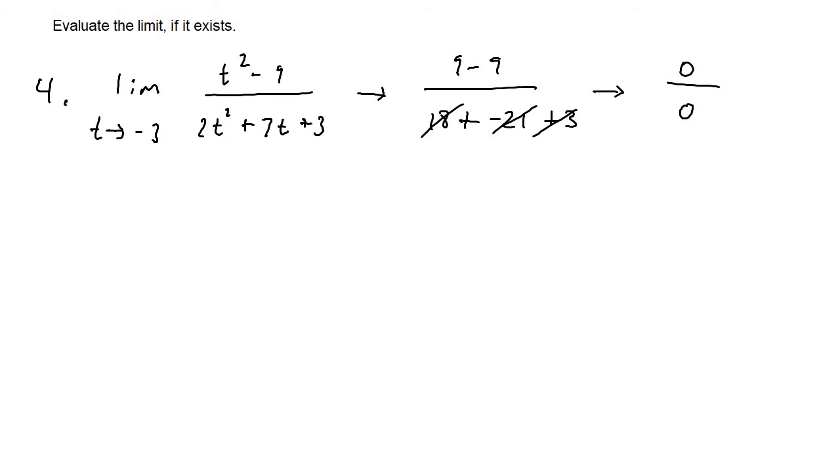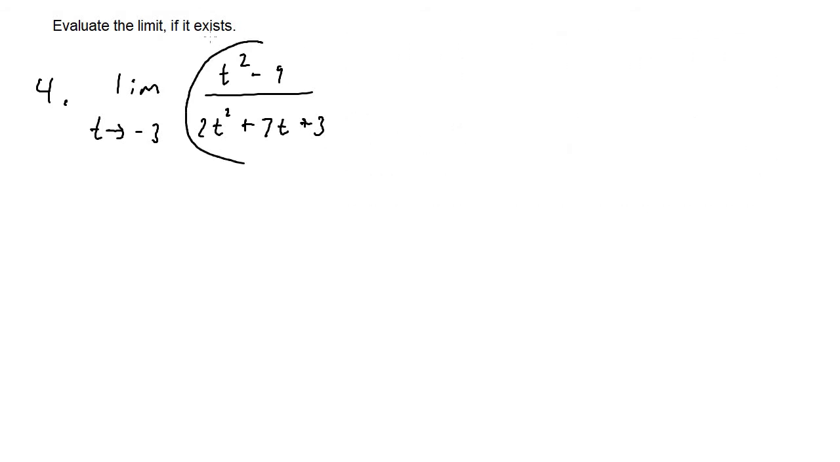So we have to go back to the original function and try to simplify this entire thing if we can. Now on the numerator, t squared minus 9 is a difference of squares, so we can go ahead and factor that into t plus 3 and t minus 3.